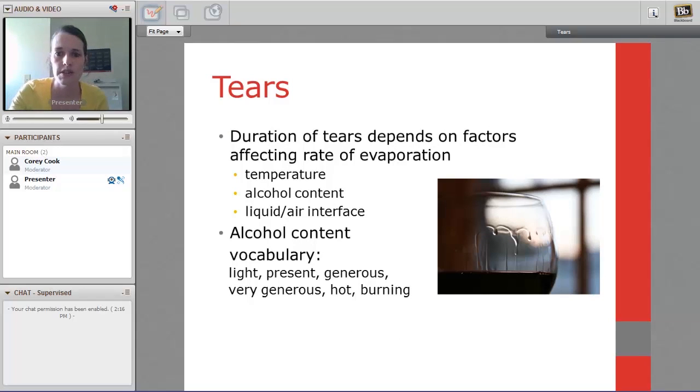The duration of the tears depends on factors that affect the rate of evaporation: the temperature of the wine, the alcohol content, which we just talked about, and the liquid-air interface. Alcohol content vocabulary can range from light all the way up to hot or burning. And that becomes more of an issue when it's out of balance. We'll talk about that later, but if you have a wine that's 15% alcohol, that wine needs to have other properties to counterbalance that high alcohol. It needs to be sweet, it needs to have high tannins, it needs to be astringent. There needs to be something else that counterbalances that high alcohol. Otherwise, it will seem burning.